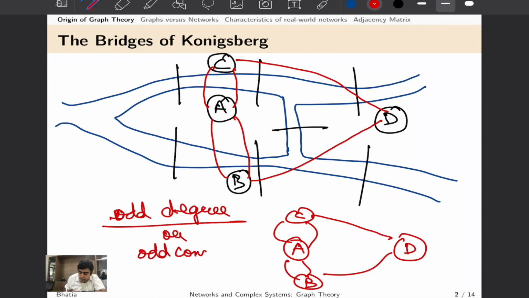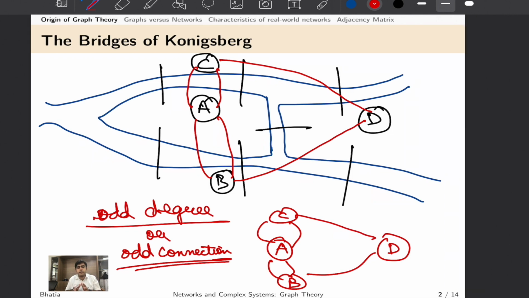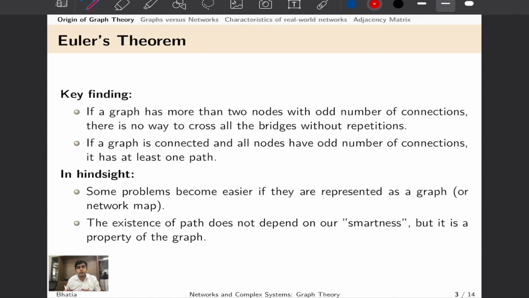or an odd number of connections, there does not exist any path that would meet the condition, that is, you can cross all the bridges without crossing one particular bridge twice. Why so? Because if you arrive at a node with odd degree, that has to be either the origin or the end point, because you would not be left with any option if you are encountering a node with an odd number of bridges.